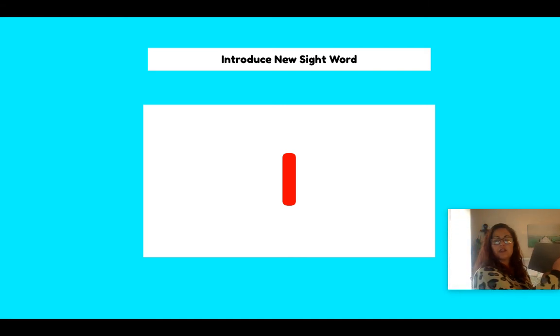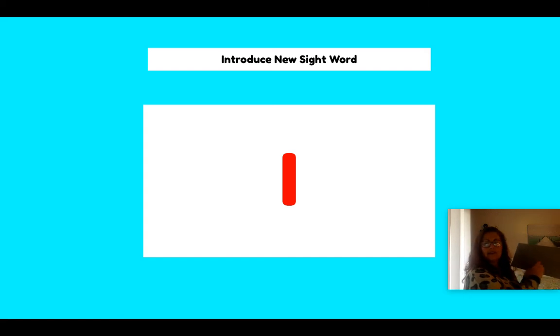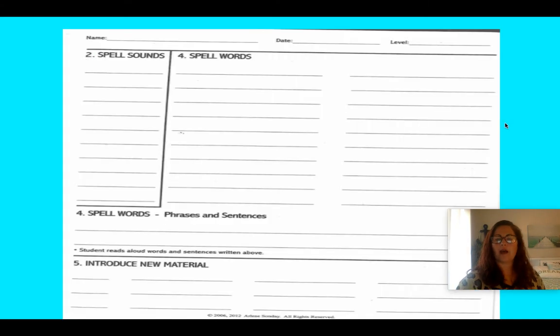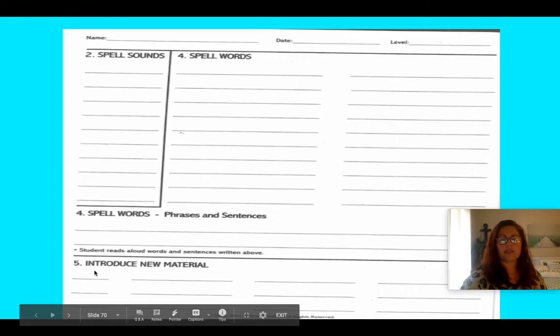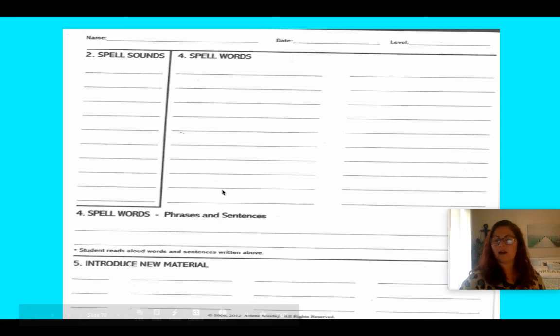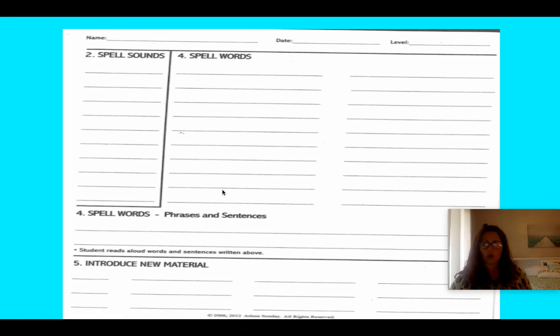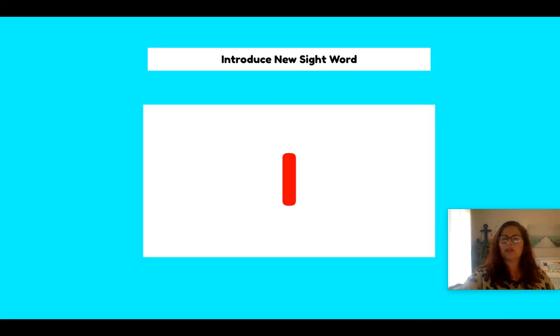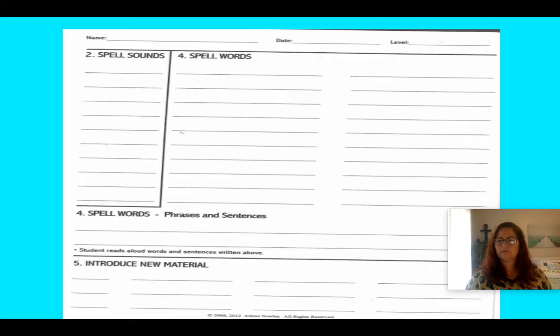So now they're going to trace. I says I. I says I. I says I. Now they're going to write that 3 times right here. I says I. If you have a red pen or red marker, that would be great. Have them do it while they're looking at that slide if you can. If you don't have a red pen, then just do what you can. Now we're going on to the next. You can pause to give your child more time to write.